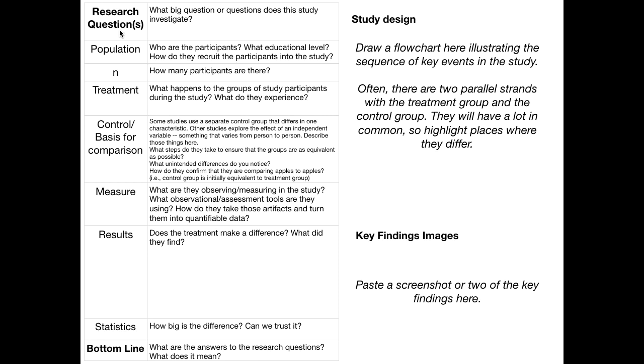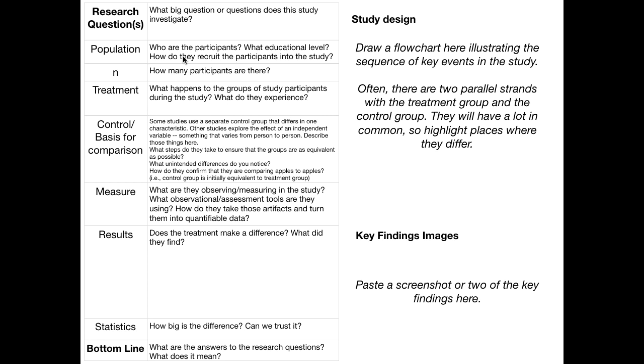We know that science and science education research is all about trying to answer some questions, trying to investigate something, collect data that's going to answer a question. So what is that big question? I put that in bold here because that's the first and most important thing to figure out: what are they trying to do in this paper? Then we get into a bunch of the details.